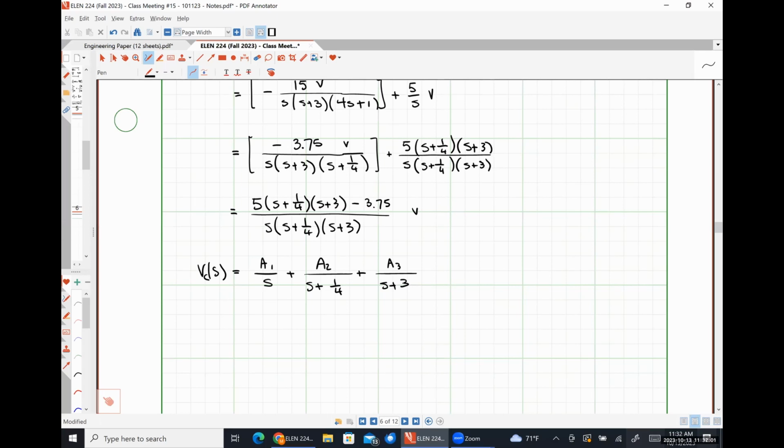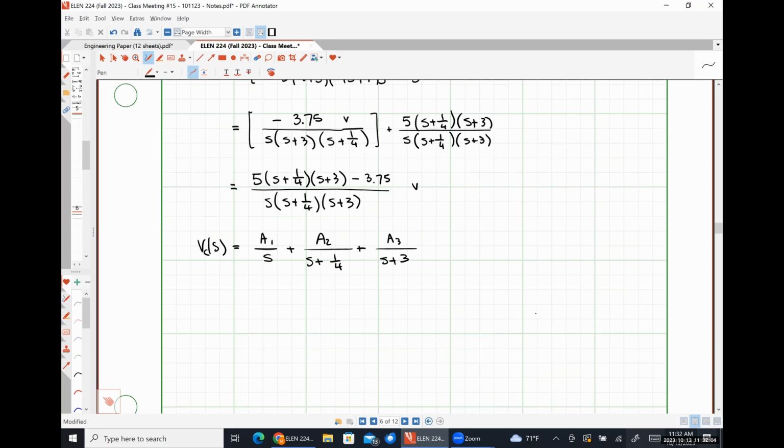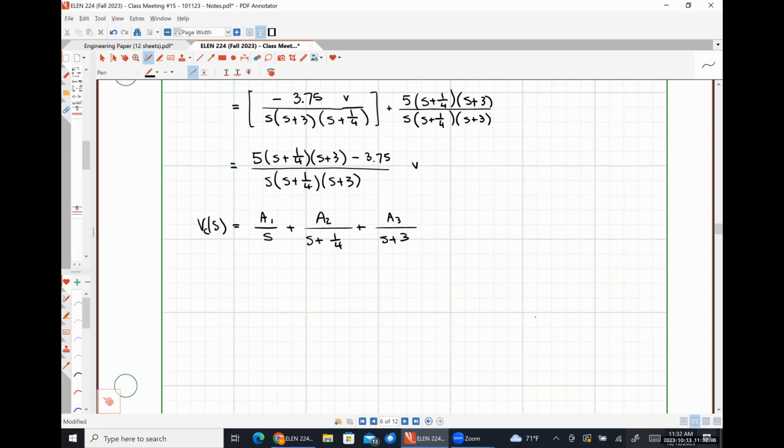How do we find A1? Multiply that thing by S, evaluate it at 0. Right? So A1 is going to be 5 times S plus 1/4 over S plus 3, divided by S plus 1/4 over S plus 3. This bit cancels, this bit cancels, this bit cancels. We evaluate this at S equal to 0, and we get 5.